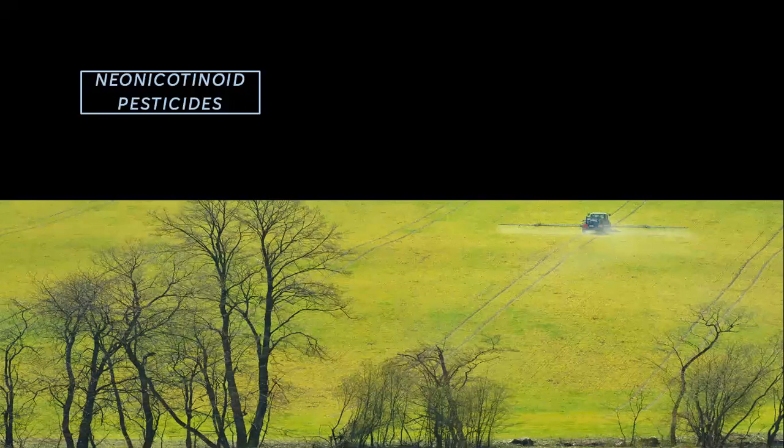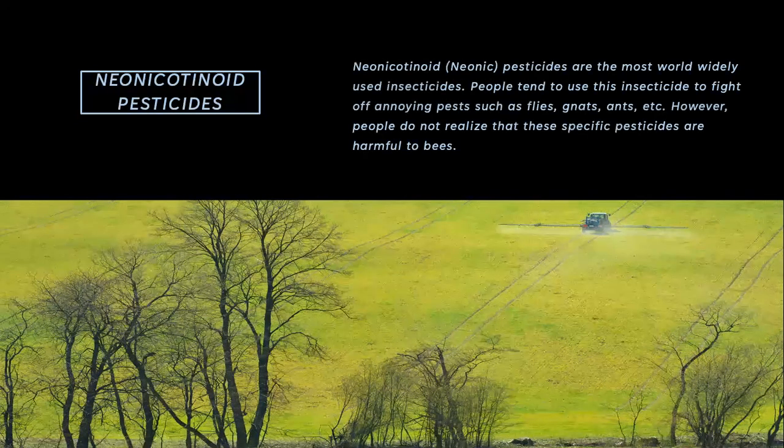Now we can talk about what neonicotinoid pesticides are. Neonicotinoid, or you can call it neonic, pesticides are the most widely used insecticides worldwide. People tend to use insecticides in general to fight off annoying pests such as flies, gnats, ants, etc. But this specific pesticide, neonicotinoid, is highly harmful to bees.